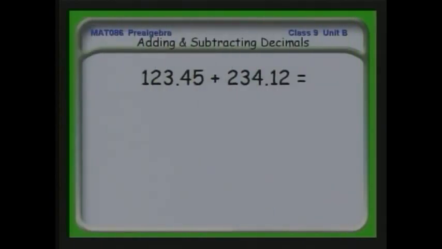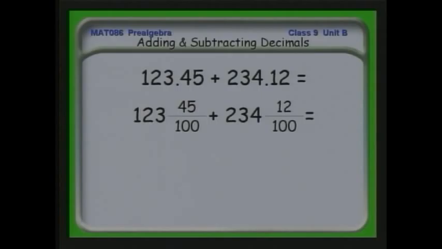Now let's look at the addition process, and we're going to start from basic principles and wind up with a very simple result. Let's look at adding these things and pretend we don't know anything about adding decimals. Remember, we have looked, though, in the past in class 7 and 8 about adding fractions. Let's try to add 123 and 45 100ths and 234 and 12 100ths, the fractional equivalent of the decimals in the first line.